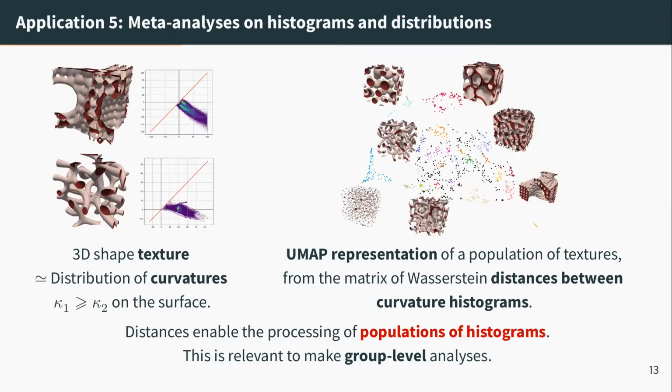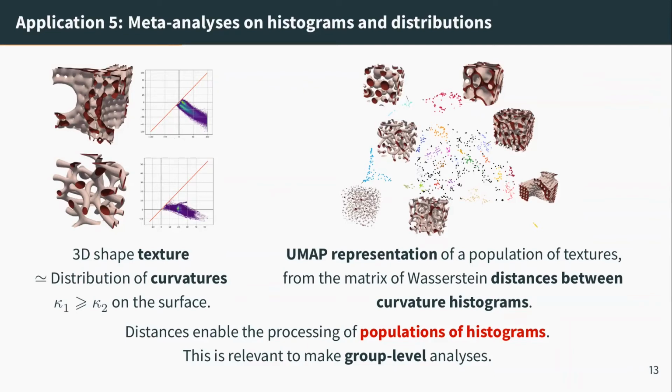Okay, the thing is that if you have access to an affordable distance between histograms and probability distributions, then you're able to make a group level analysis. You can start to understand your histograms as points in the space of histograms, and then do everything you can do on a vector space in the space of probability distributions. So it's relevant maybe if we try to compare different hospitals with each other, for instance. And in imaging sciences, it's extremely relevant whenever you talk about texture, because texture is a statistical notion.